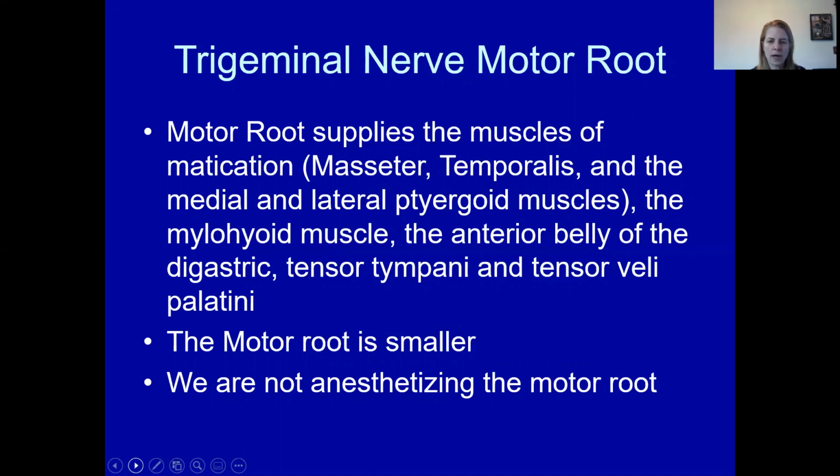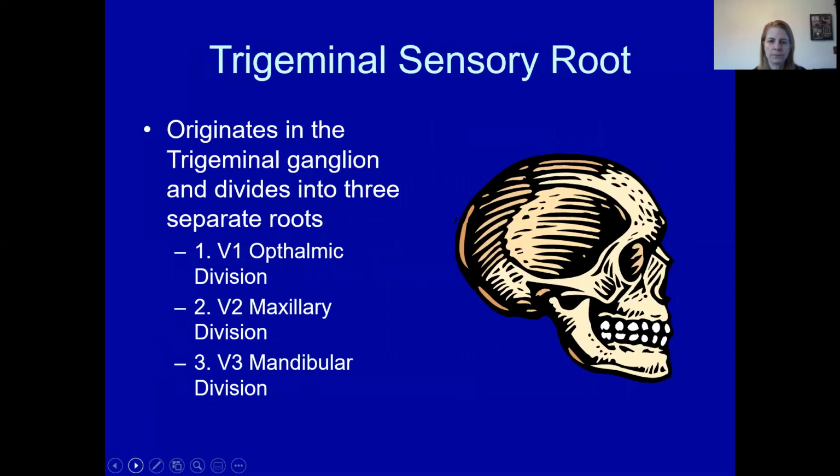It does supply the mylohyoid muscle, the anterior belly of the digastric, and the tensor tympani and the tensor veli palatini. The trigeminal sensory root originates in the trigeminal ganglion and divides into three separate roots. So our V1 is our ophthalmic division. That is coming through the superior orbital fissure. Our V2 is the maxillary division, and that is coming through the foramen rotundum. And our V3 is our mandibular division, and that is coming through the largest foramen, which is the foramen ovale.